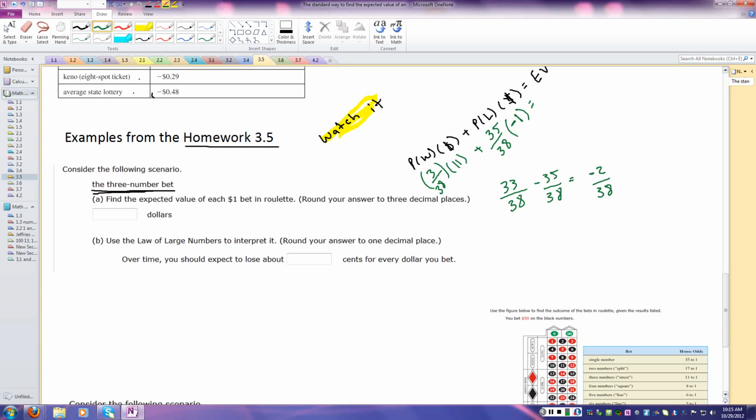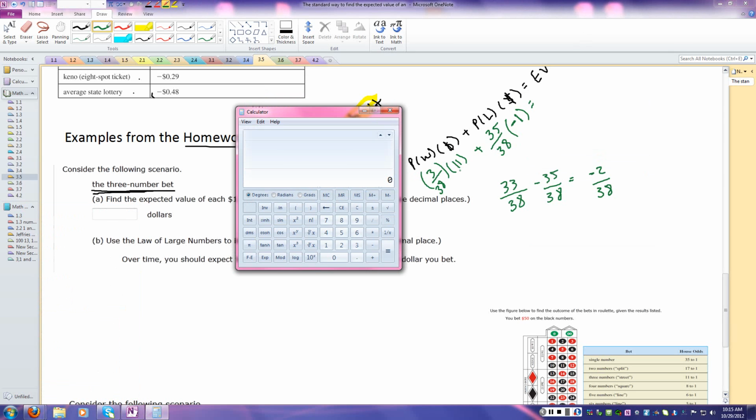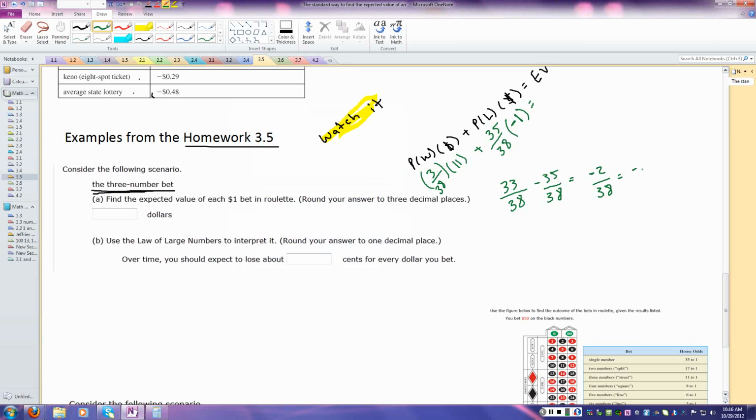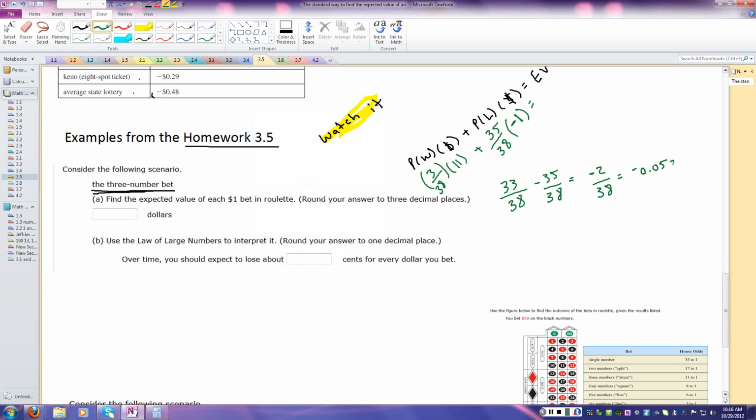And if I plug this into a calculator, and you can do all this in the calculator, that's fine if you're not a big fan of fractions. 2 over 38 is going to be negative 0.0526. So round your answer to 3 decimal places. So my answer is going to be negative $0.053. So you don't have to put in the dollar sign, it's understood.